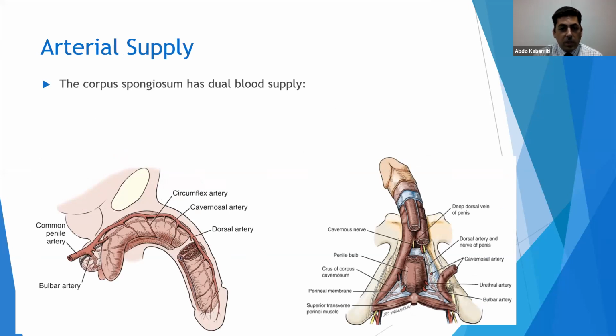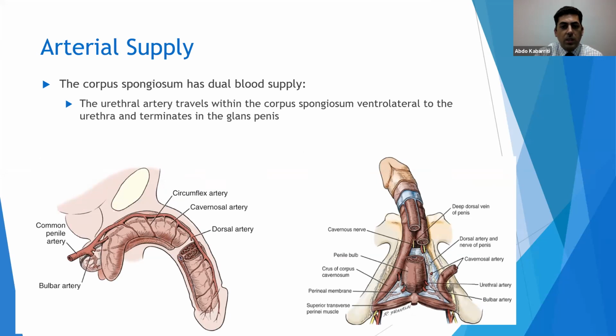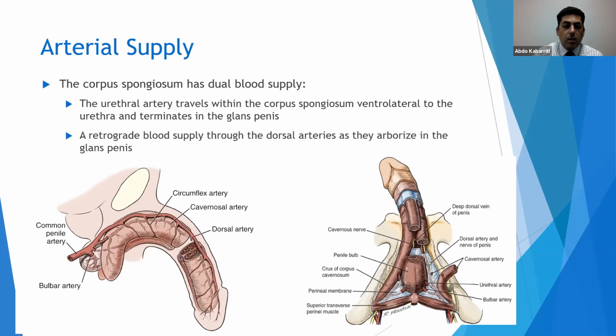The corpus spongiosum really has dual blood supply. You have the urethral artery on the ventral aspect, which runs ventrolaterally to the urethra and terminates in the glans of the penis. And you have the dorsal artery, which goes all the way through the glans, and that gives the retrograde blood supply through these arteries as they arborize in the glans of the penis.